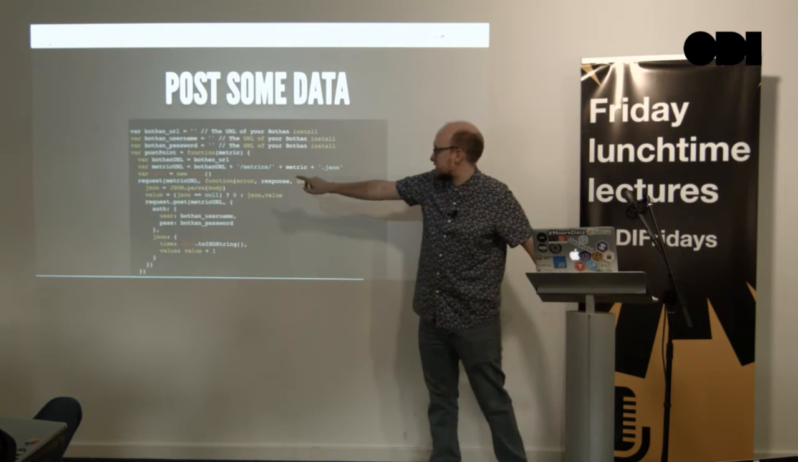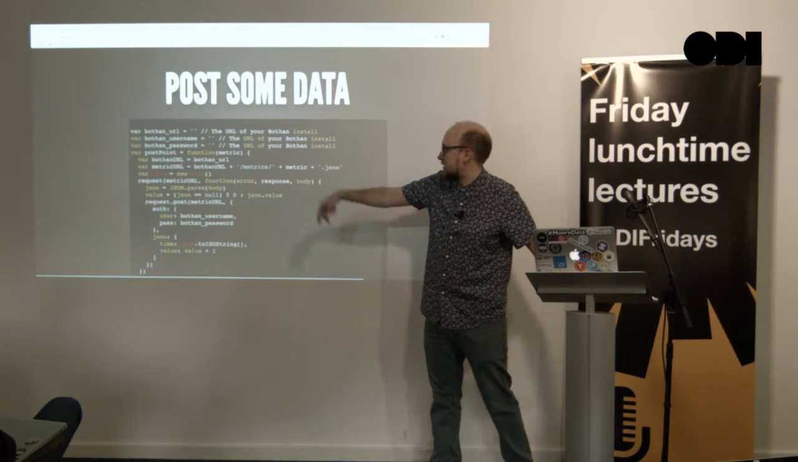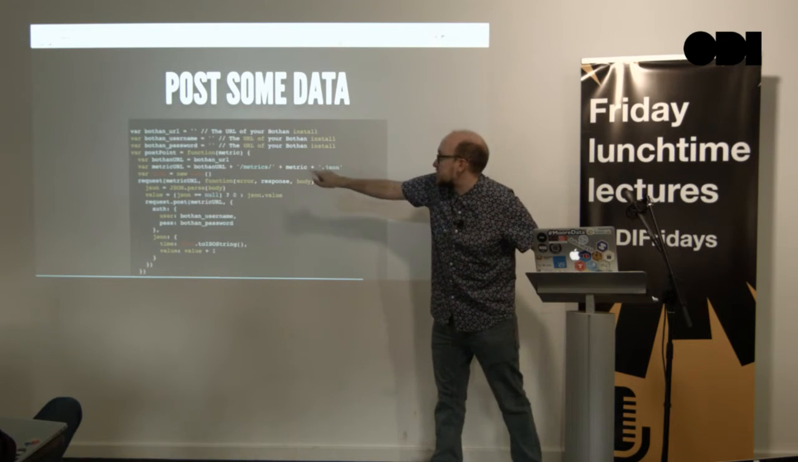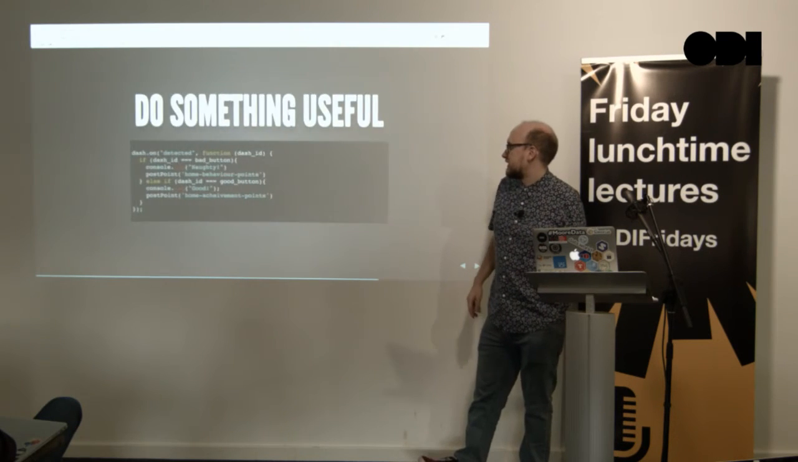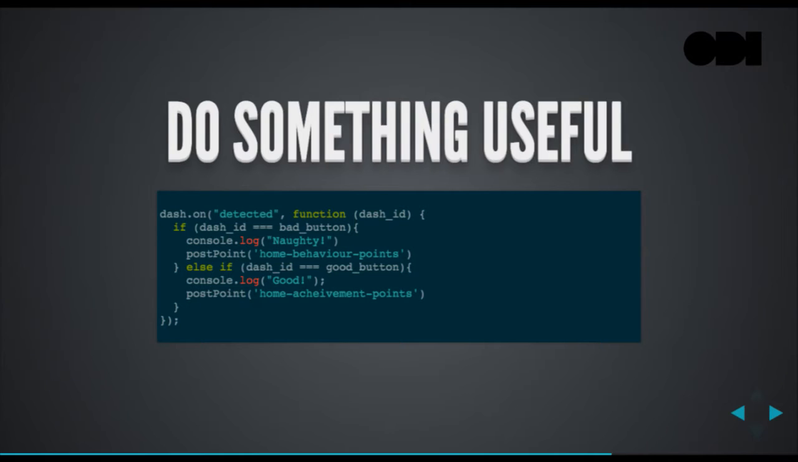It just accepts a metric. So it basically just adds 1 to the number of metrics. So it'll post either behavior points or achievement points.